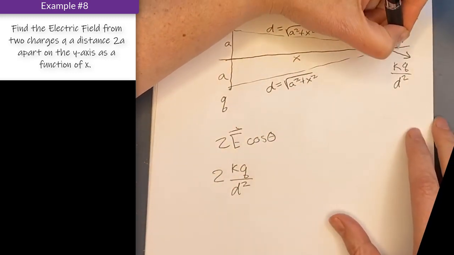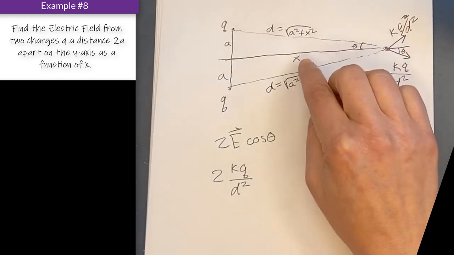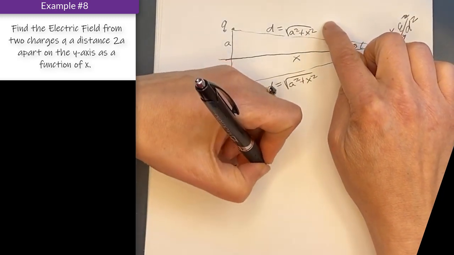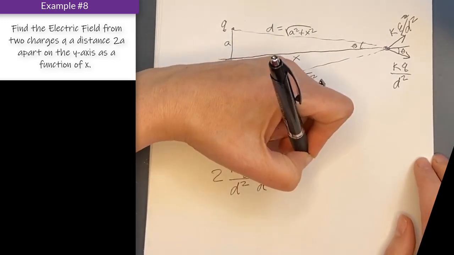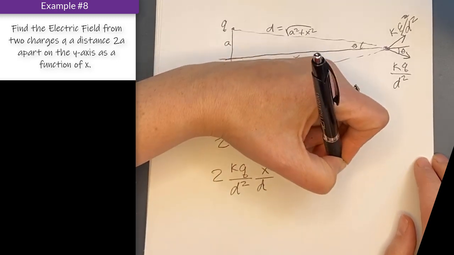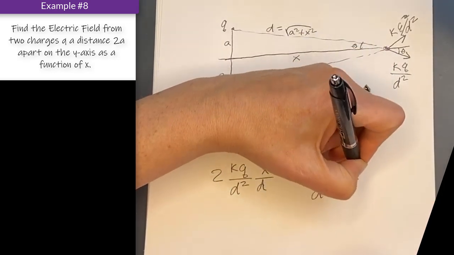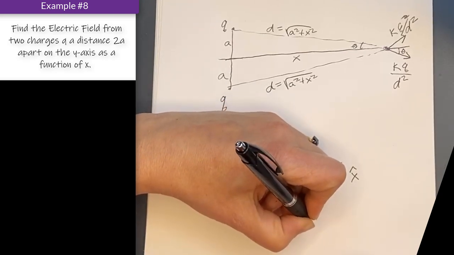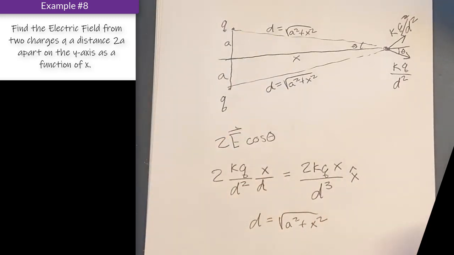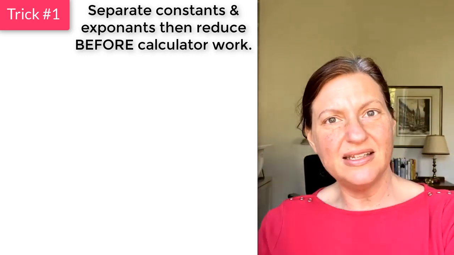Now, we don't know the angle, right? This angle. We don't know it. But we know it's identical to this angle. And hey, the cosine of this angle is adjacent over hypotenuse. So that would be x over d. So the result is the electric field is 2kq x over distance cubed in the positive x direction, where distance equals the square root of a squared plus x squared. That's it.